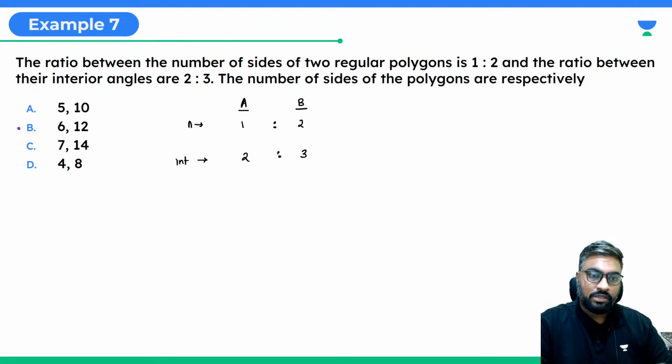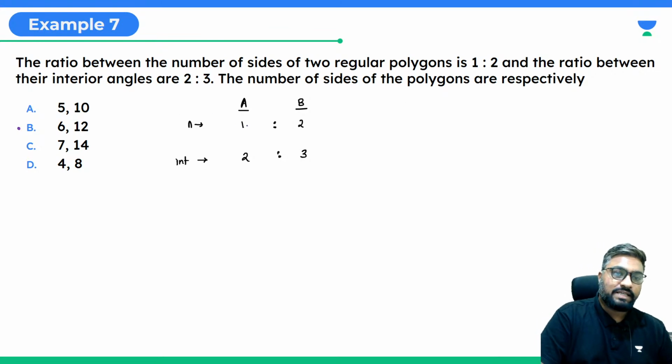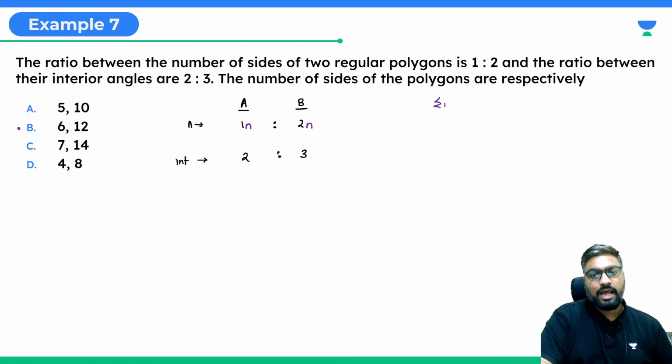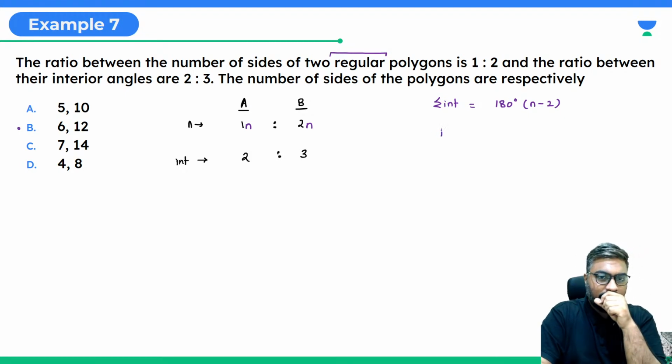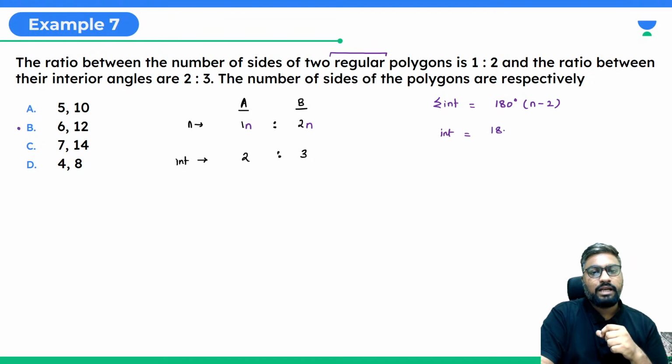Chalo, let's try this. So we know that in a regular polygon, so let's say number of sides here is n, so here it will be 2 times n. Okay, n and 2 times n. Yes. So one interior angle, can I say one interior angle? So sum of all the interior angles is what? 180 into n minus 2 for any regular polygon. Yes. So for the first polygon, one interior angle is going to be 180 into n minus 2 by n.